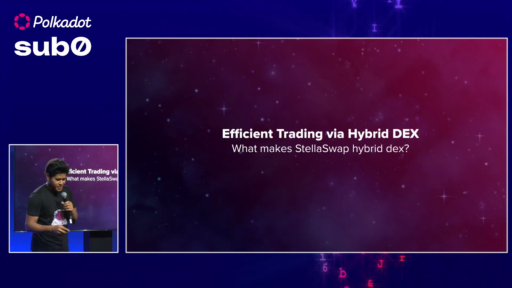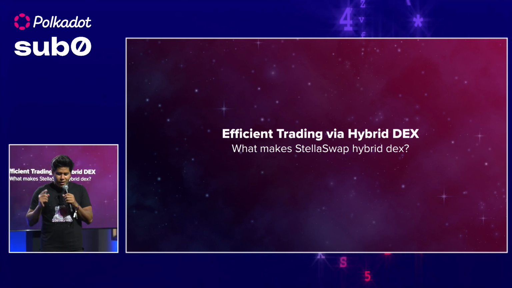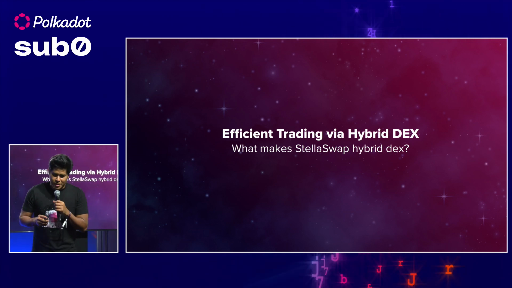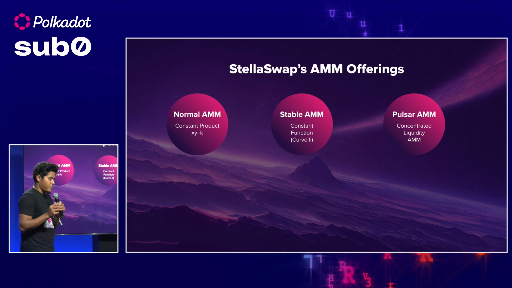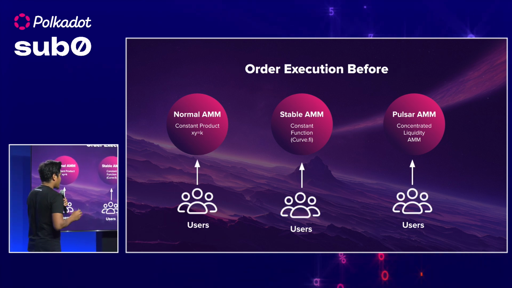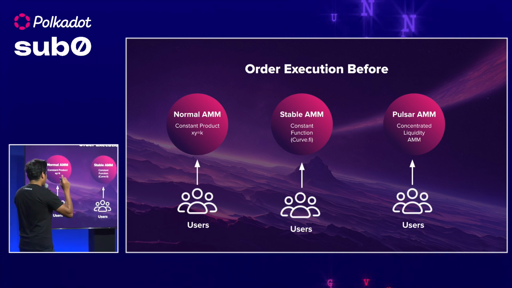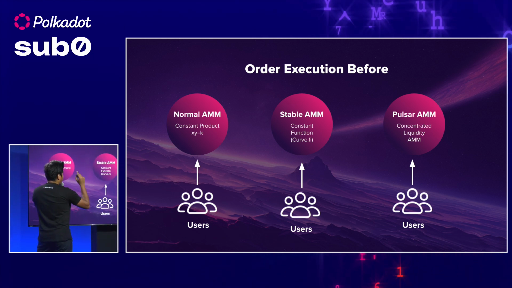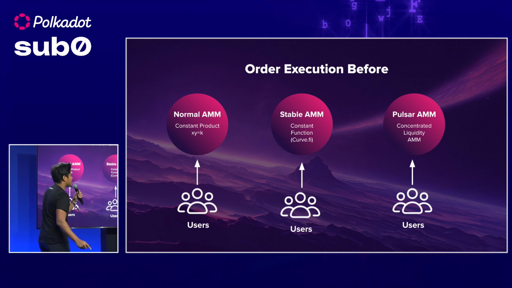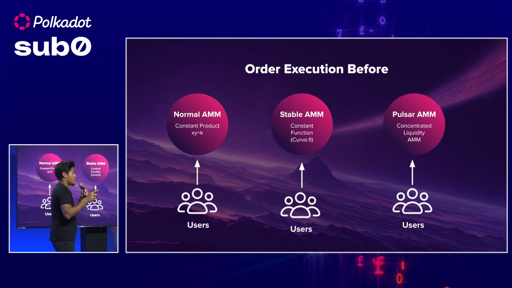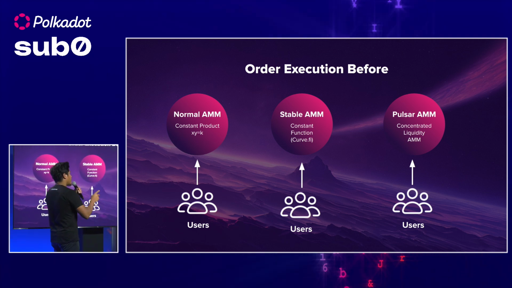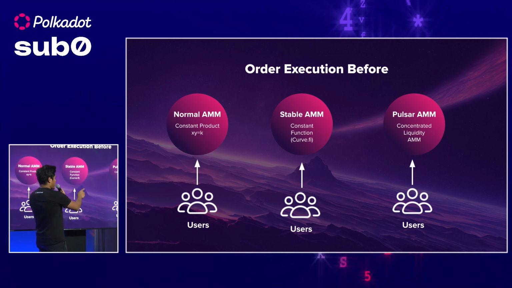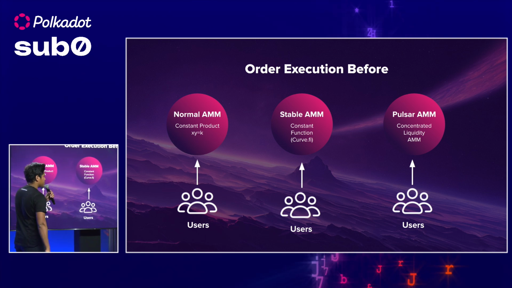So first thing, our router, efficient trading. We're made up of three AMMs. We have a normal AMM, the XY equals K constant product AMM. We have a stable AMM for correlated assets. And we launched a concentrated liquidity V3 AMM powered by Algebra at the start of last year.